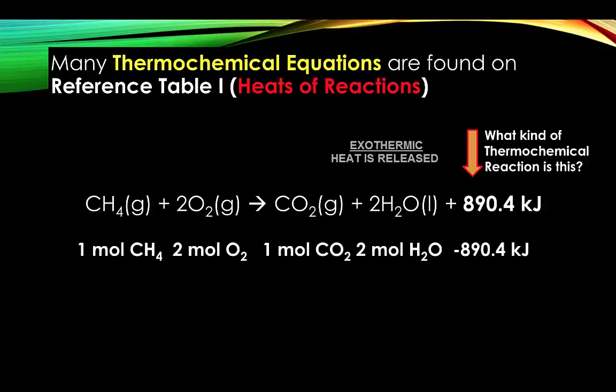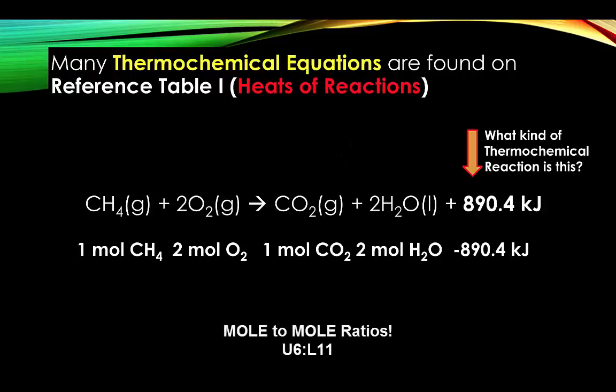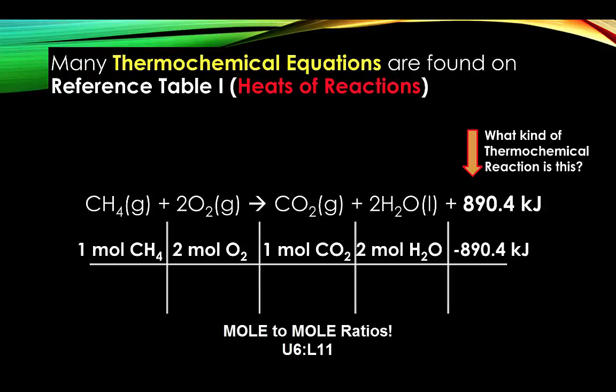So this is what this whole equation really means. It's 1 mole of methane and 2 moles of oxygen gas will mix and combust to create 1 mole of carbon dioxide, 2 moles of water, and negative 890.4 kilojoules. Again, it's negative because heat is being released.